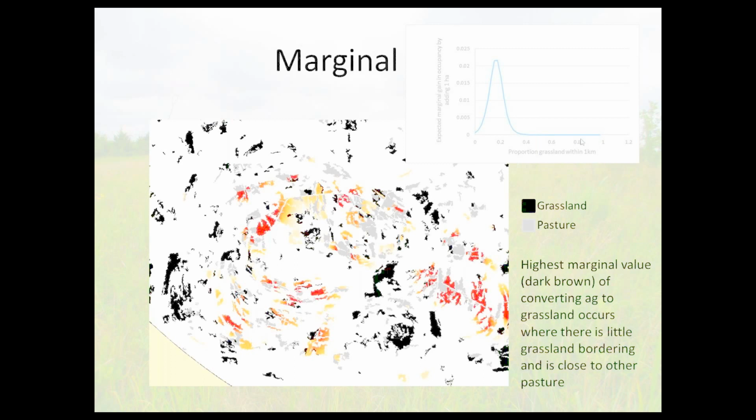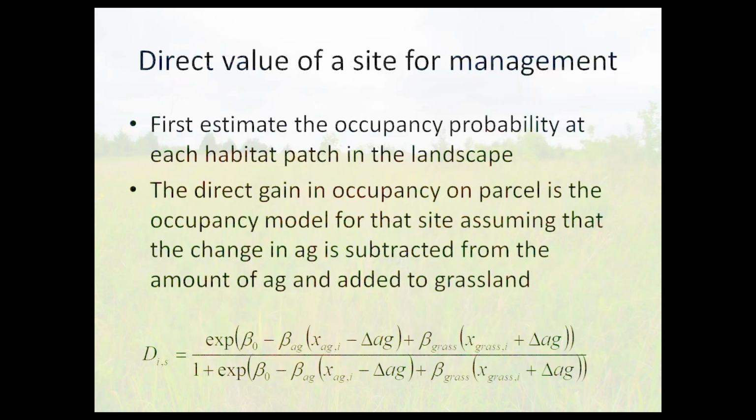In areas where there's lots of grassland, adding additional grassland doesn't improve your occupancy of that region very much, whereas areas with a little bit of grassland and pasture, adding more grassland habitat has a greater probable benefit to the grassland species in that area. And that's the core of the modeling that we've done.